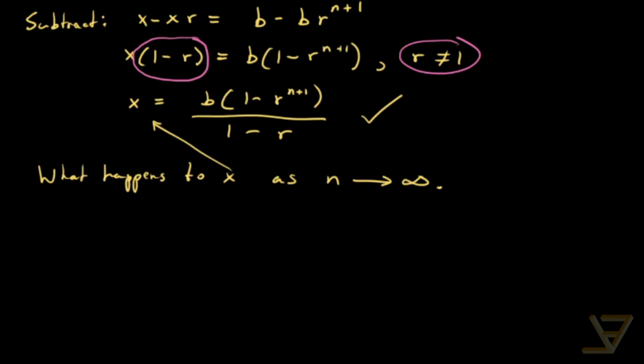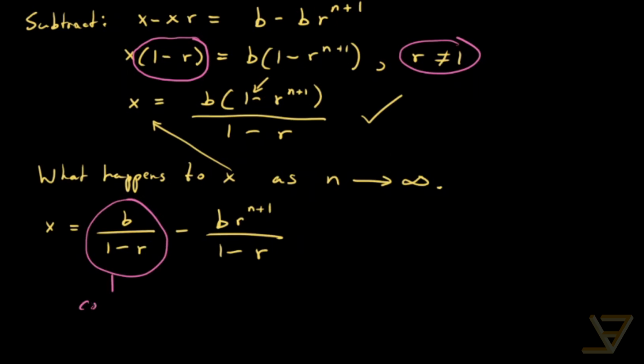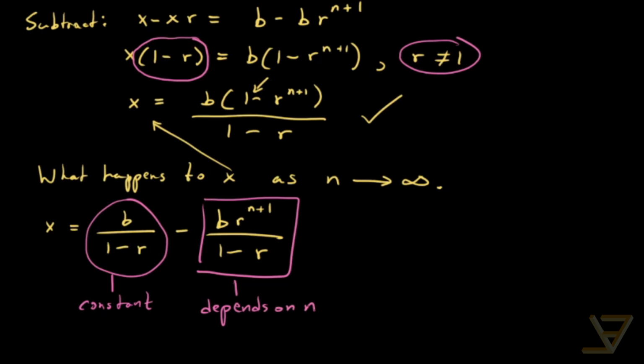What we're going to do is write x as the sum of two terms, because we have two terms over here. We have b over 1 minus r, and we have minus br to the n plus 1 over 1 minus r. And I'll split it up this way because in terms of b and r, the first term is constant, and the second term depends on n. So it'll change as n goes to infinity.